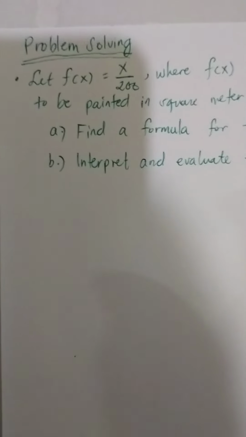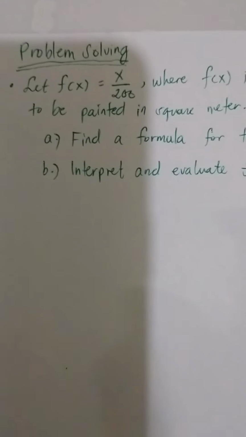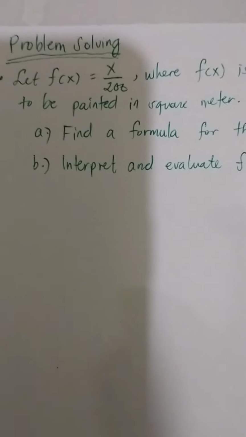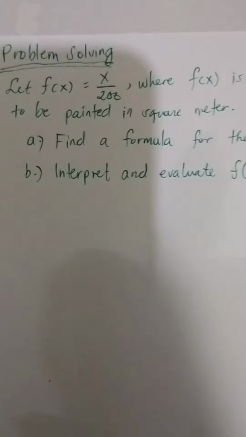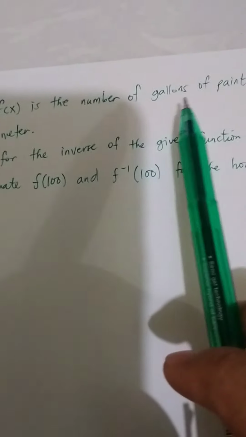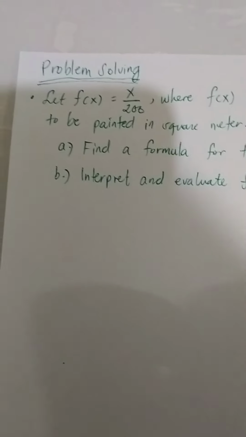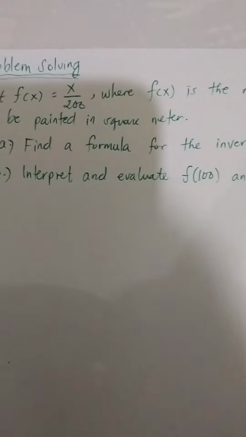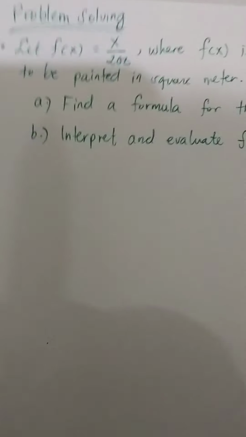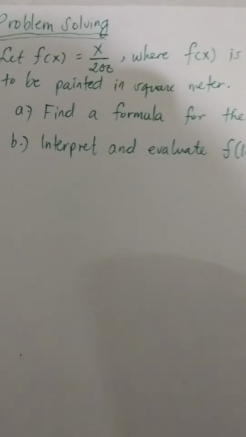Okay, let's have problem solving involving inverse function. Let f of x is equal to x over 200, where f of x is the number of gallons of paint and x is the area to be painted in square meter. What are we going to find is first a formula for the inverse of the given function, or f raised to negative 1 of x.